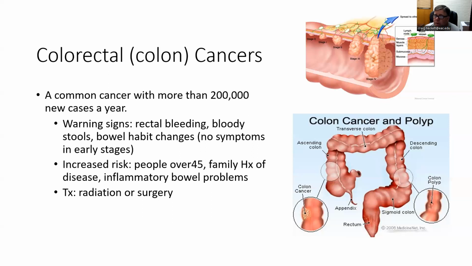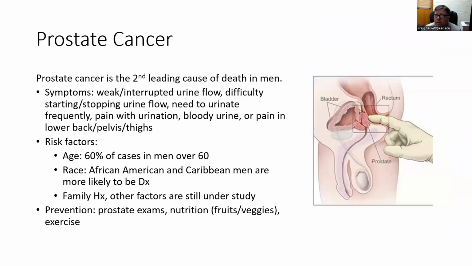if it's cancerous. So people over 45 with family history have an increased risk. They'll either do radiation or they'll do a bowel resection and remove part of the bowel that has those cancerous polyps in it. Pretty preventable if you get to it early.